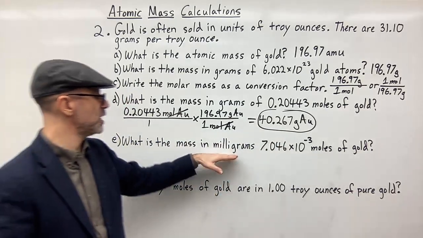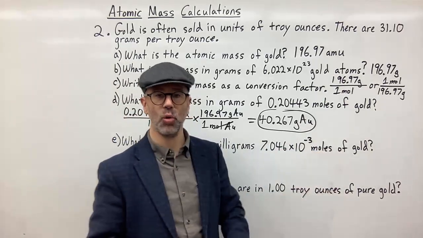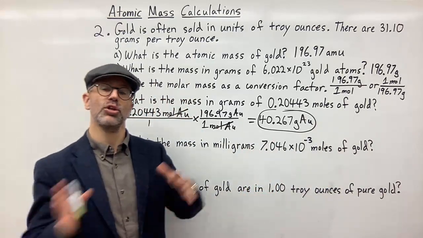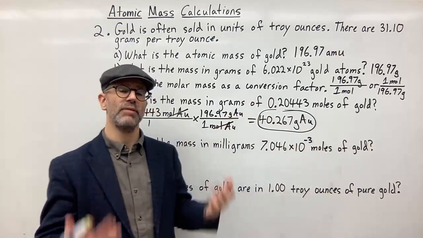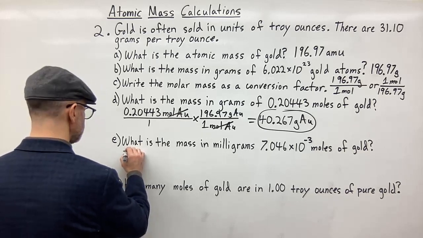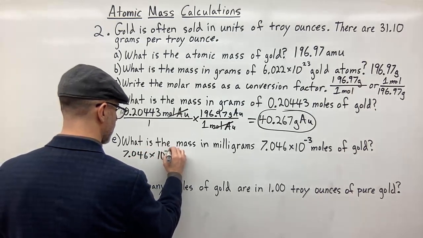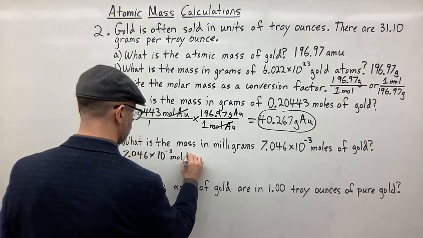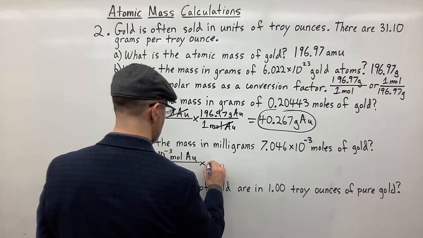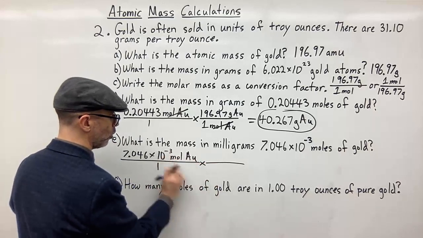What is the mass in milligrams of 7.046 times 10 to the negative 3 moles of gold? So now they want me to go from moles to milligrams. So I'm going to have to convert to grams first and then to milligrams. So I'm going to have to start with the molar mass again. So now I have 7.046 times 10 to the negative 3 moles of gold. Put that over 1. Since I start with moles, I'm going to use the same conversion factor. I'm going to put moles on the bottom to cancel out moles on top.